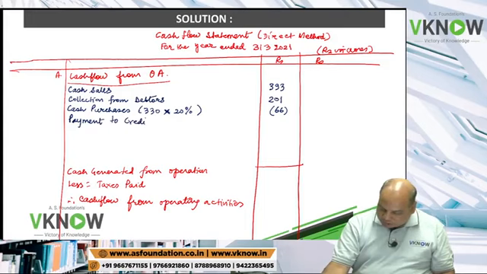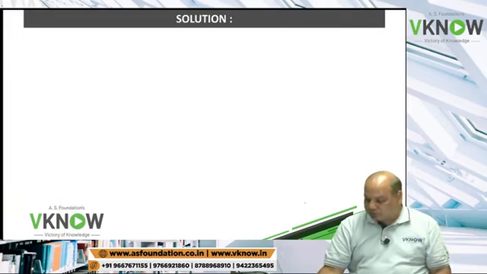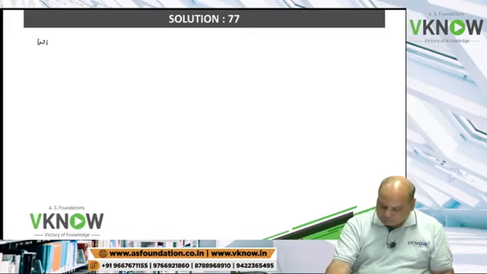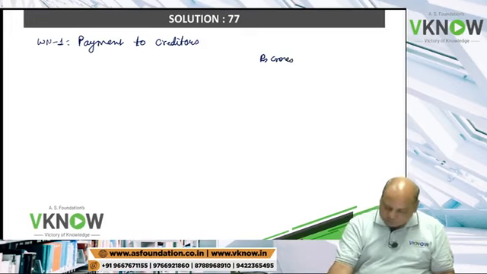Payment to creditors, I will prepare a small working note 1. So come to working note 1. Working note 1: payment to creditors. Right hand side, rupees in crore.